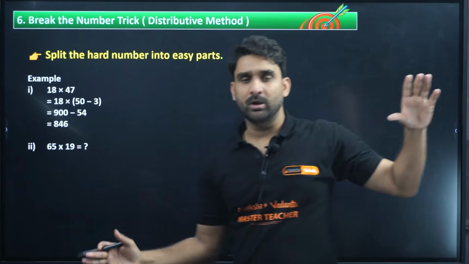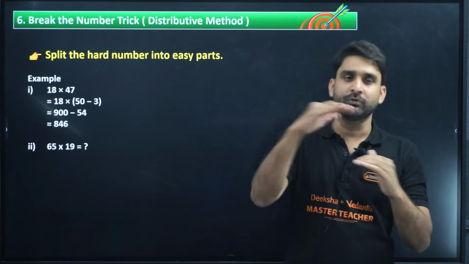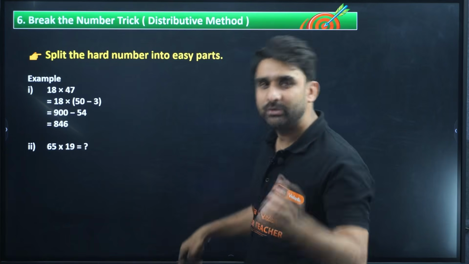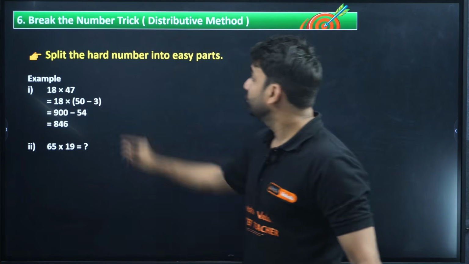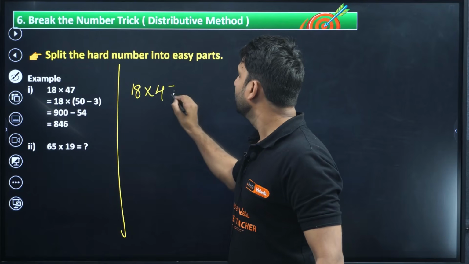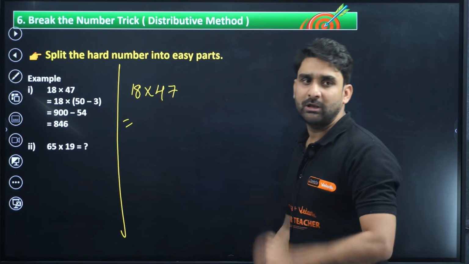No topper and no below. The student who is average, they know the calculation and all, but to enhance your calculation speed, this is for you, my dear. So if the question is like 18 into 47, how can you multiply this?